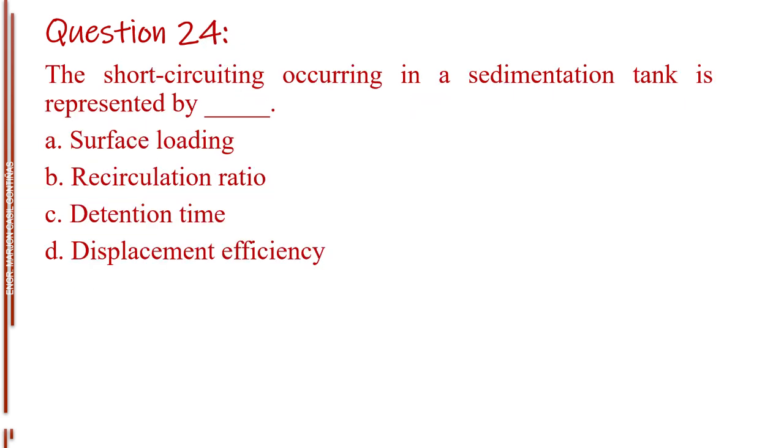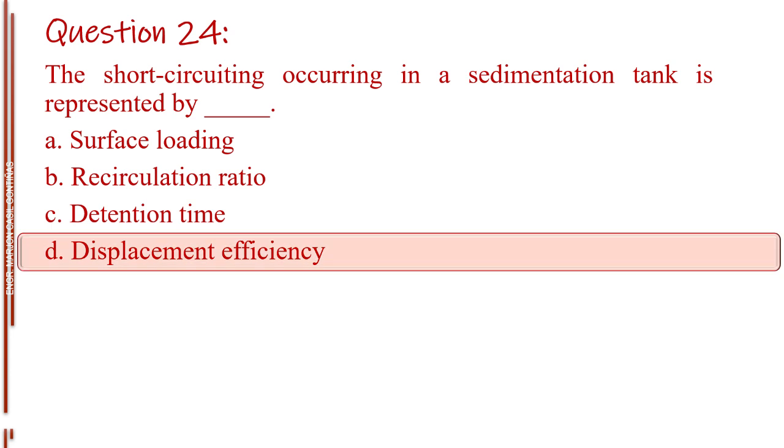Question number 24. The short-circuiting occurring in a sedimentation tank is represented by blank. Letter A, surface loading. Letter B, recirculation ratio. Letter C, detention time. Letter D, displacement efficiency. The answer is letter D, displacement efficiency.